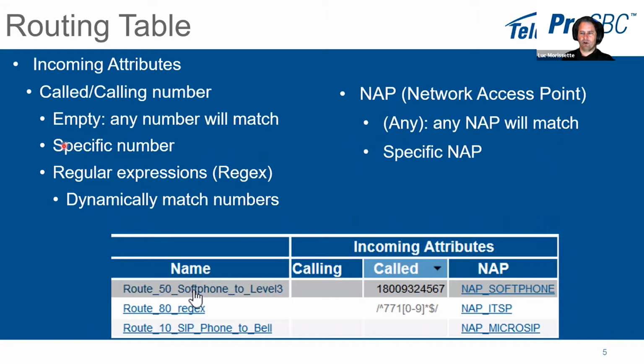You can also have a specific number, for example 1-800-932-4567. If exactly that number matches, then this route will be able to be chosen. Most likely doing this is for testing. Usually you put just one number for testing a specific route to a specific destination. Then you have regular expressions.